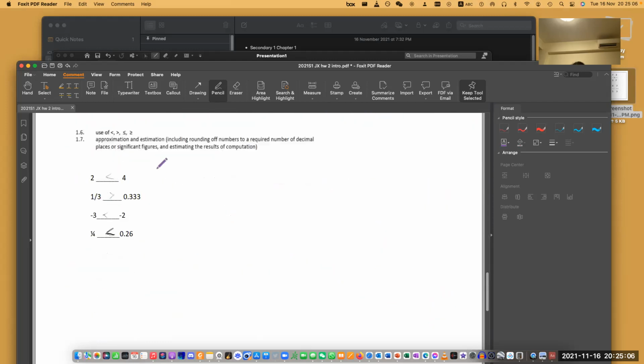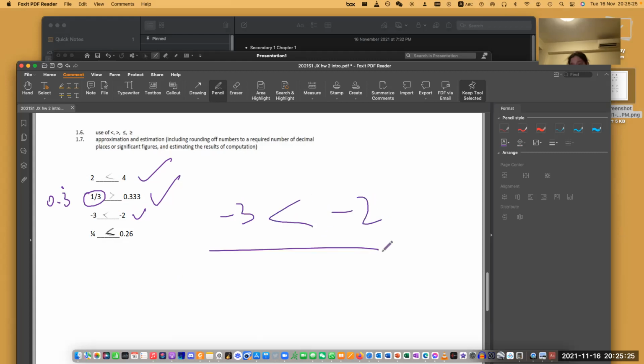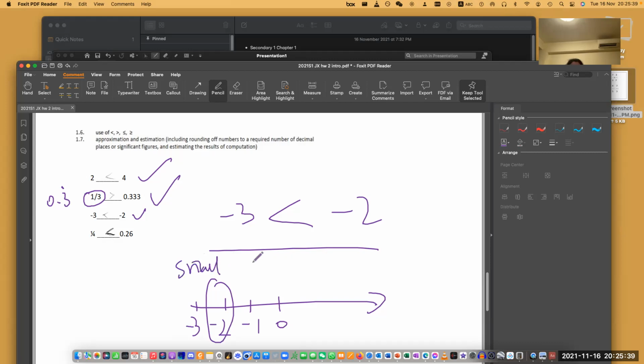So this is super simple. This is correct, and then this is correct, because this 1/3 is actually 0.3 non-stop. That's why I use a dot above. -2 is bigger than -3. Okay? Do you know why -3 is smaller than -2? One way to look at it is with the number line. Can you see that now -2 is... You know that this is small, right? This is big.